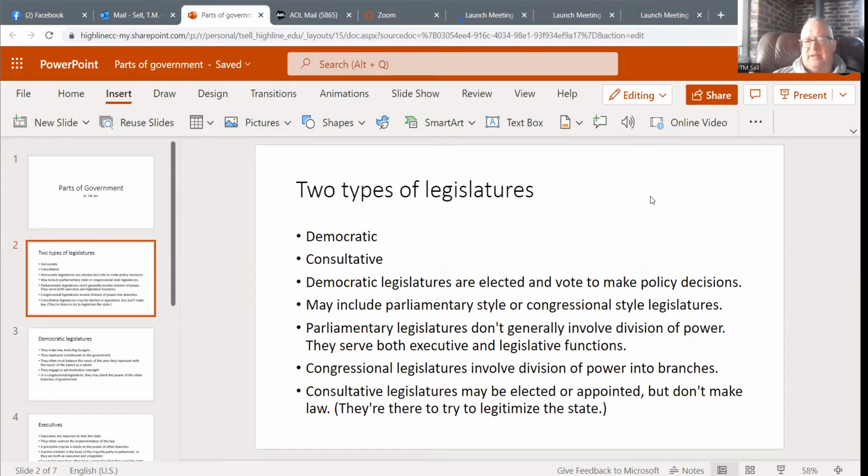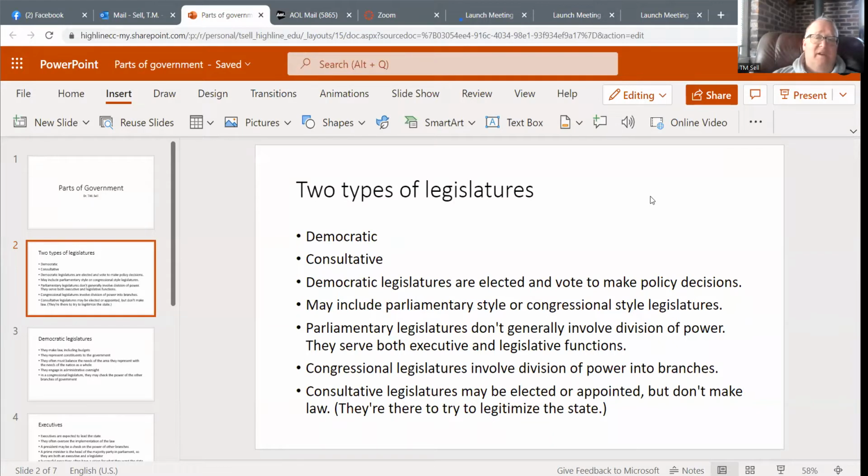But anyway, as I said, parliamentary legislatures don't generally involve a division of power. They serve both executive and legislative functions. So in Canada, the prime minister, who's the head of state, Justin Trudeau, he is also a member of parliament. So he is the leader of the majority party in parliament. And that's how that works. So same thing in Great Britain. Same thing in a lot of countries.